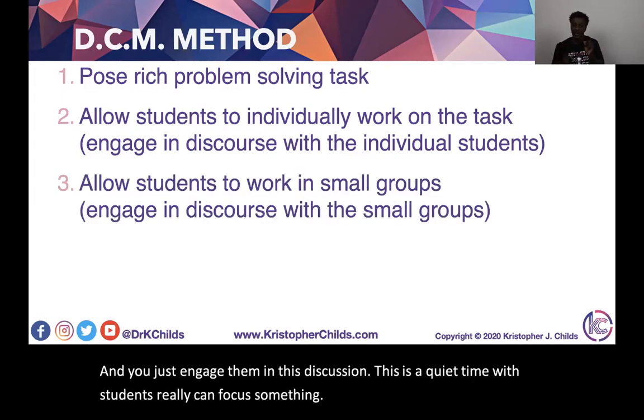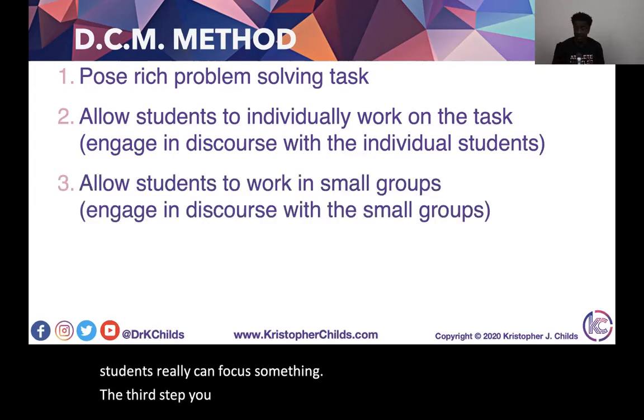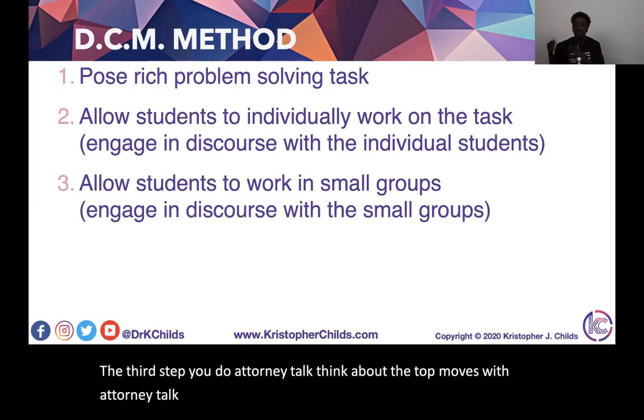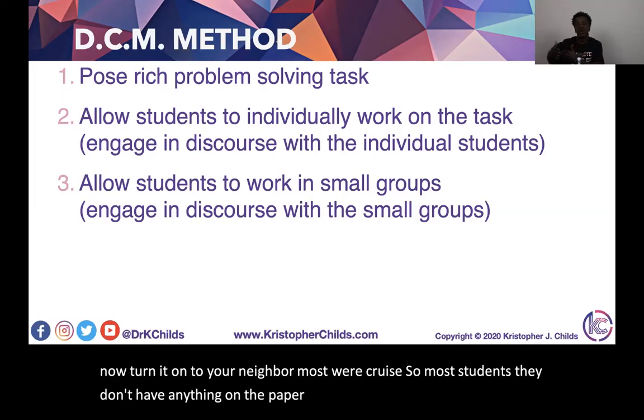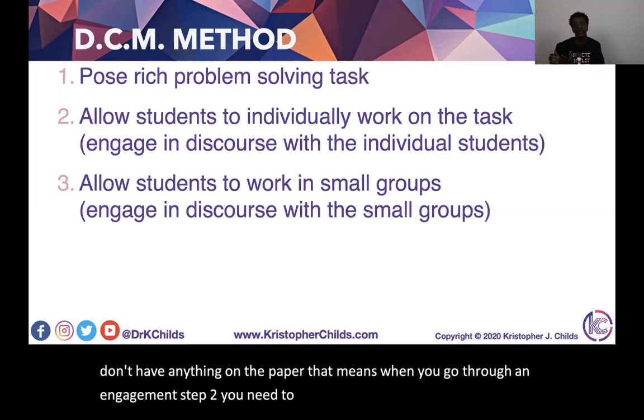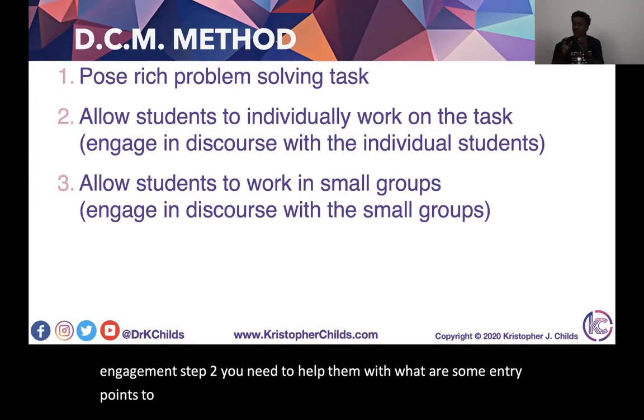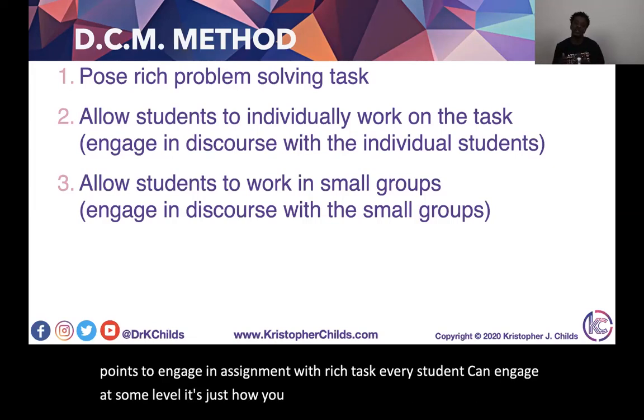The third step, you do a turn and talk. Think about your talk moves. With a turn and talk, this allows those students who just worked individually to now turn and talk to their neighbor. Most people say, well, Chris, some of my students, they didn't have anything on the paper. That means when you engage them in step 2, you need to help them with some entry points to engage in an assignment. With rich tasks, every student can engage at some level. It's just how strategically you set up that task for students to engage.